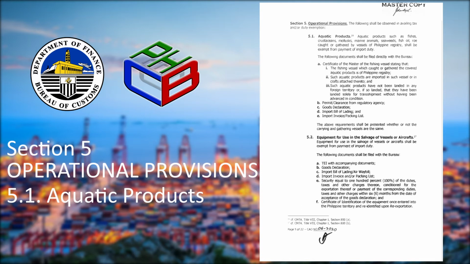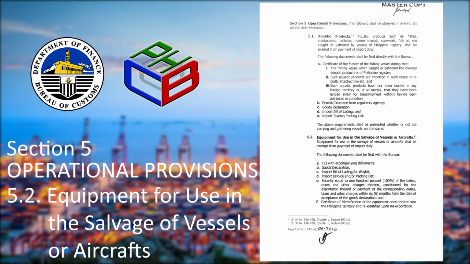B. Permit or clearance from regulatory agency. C. Goods declaration. D. Import bill of lading, and E. Import invoice, packing list. The above requirements shall be presented whether or not the carrying and gathering vessels are the same. 5.2 Equipment for use in the salvage of vessels or aircrafts. Equipment for use in the salvage of vessels or aircrafts shall be exempt from payment of import duty.